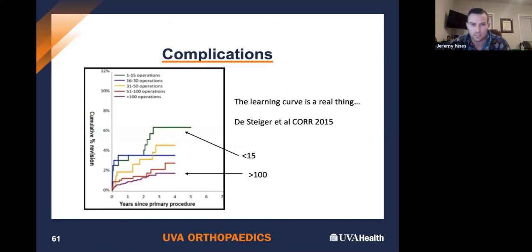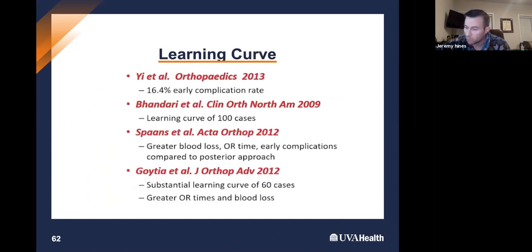What's the learning curve for DA? Well, this kind of study shows that if you do over 100 cases, you are in a much lower percent revision rate, whereas if you do less than 15, your cumulative percent revision is pretty high. So I think we need to be training more in residency and fellowship on every approach that we can possibly get our hands on. So here's this study in 2012 that said the substantial learning curve of 60 cases.